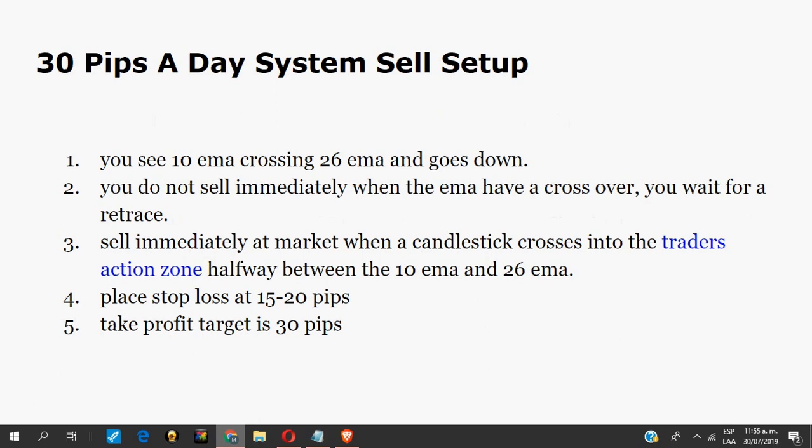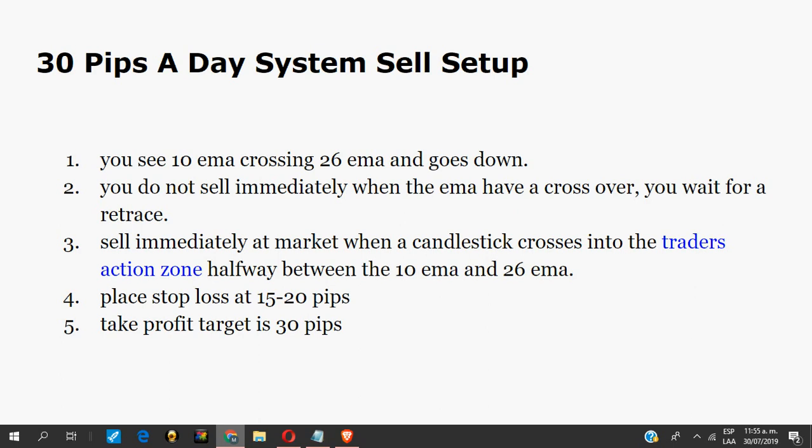Here is the setup for a sell position in the 30 pips a day system. First, you see the 10 EMA crossing the 26 EMA and going down. You know the pair is in a downtrend. But wait, you do not sell immediately when the EMAs have a crossover. You wait for a retrace.